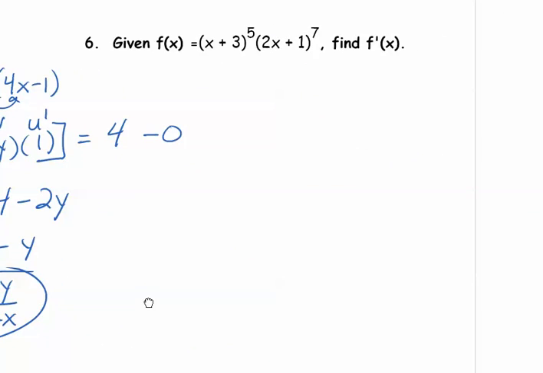In number 6, we've seen this before. Here's a product rule, and inside there could be a chain rule.